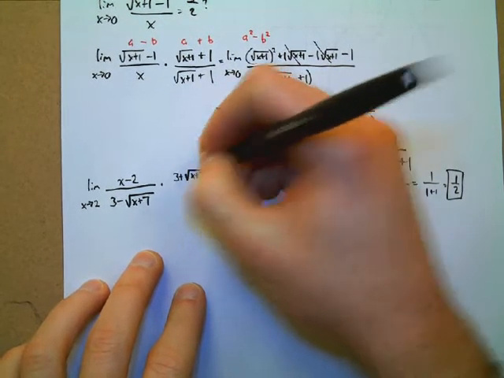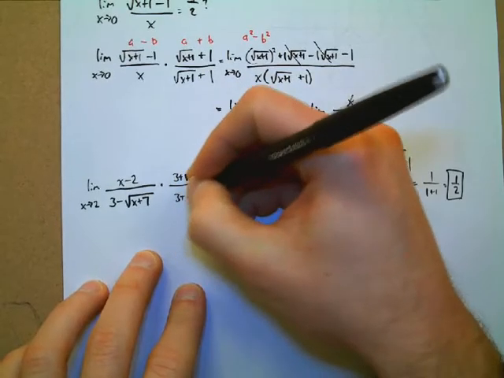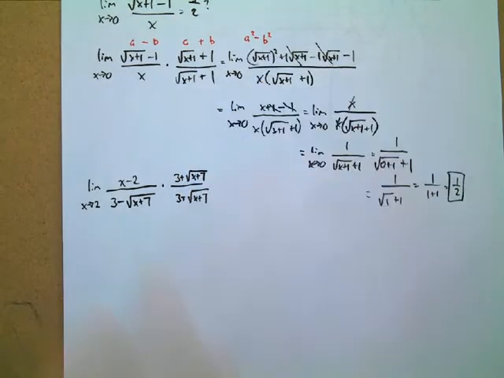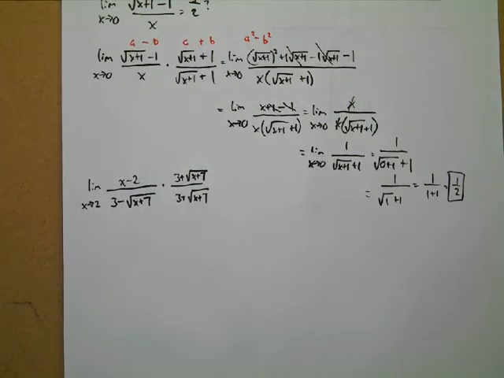Kind of like what we did with polynomials when we were trying to find zeros and all those different techniques that we had, or quadratic. So I'll multiply by 3 plus the square root of x plus 7 over 3 plus the square root of x plus 7. And it's just the opposite. Instead of 3 minus the square root, it's 3 plus the square root to create that difference of squares scenario.